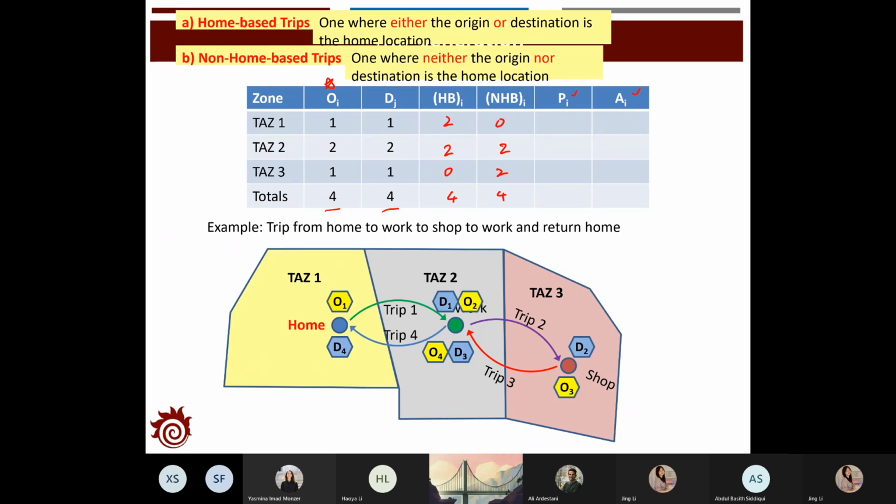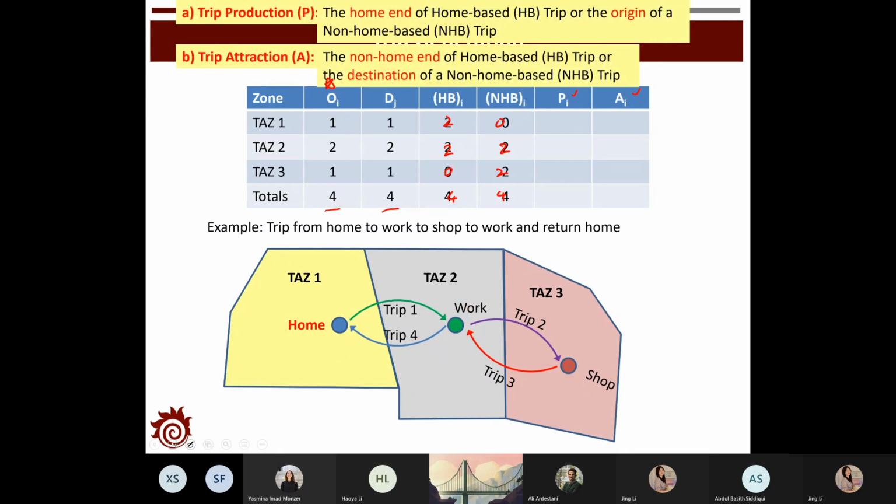I'll give you the definitions. The production is the home end of the home-based trip, or the origin of the non-home-based trip. The attraction is the non-home end of the home-based trip, and the destination of the non-home-based trip. So with this definition, can you let us know how many productions and how many attractions are in zone 1?